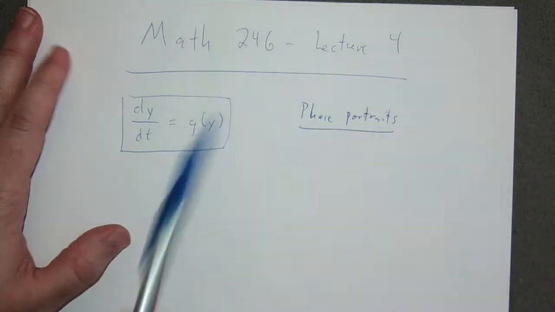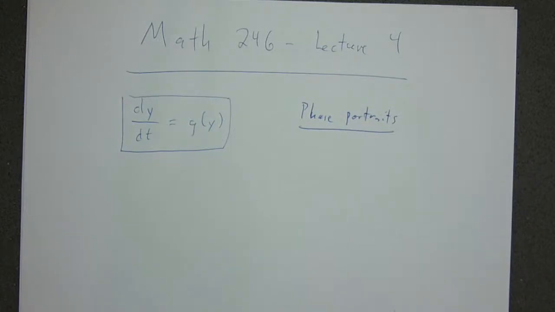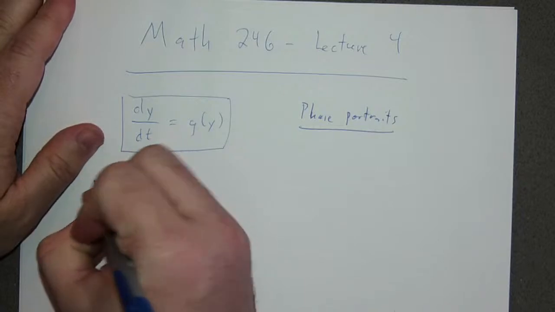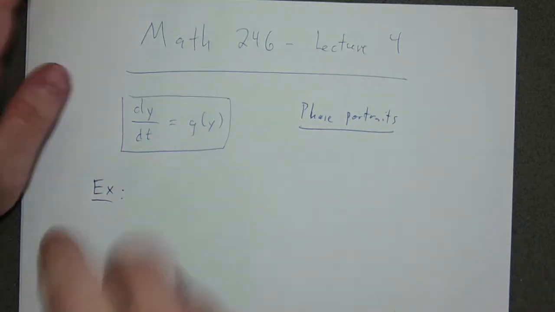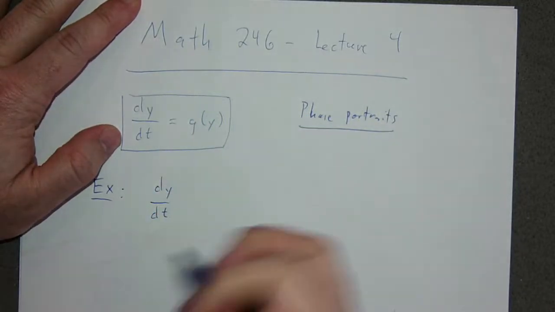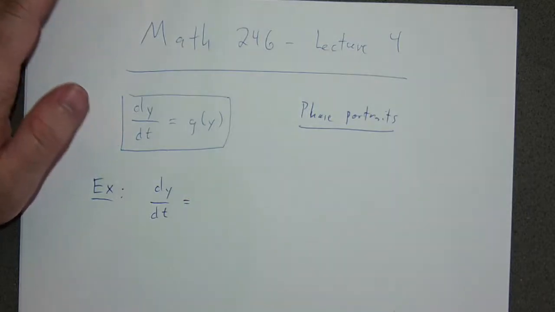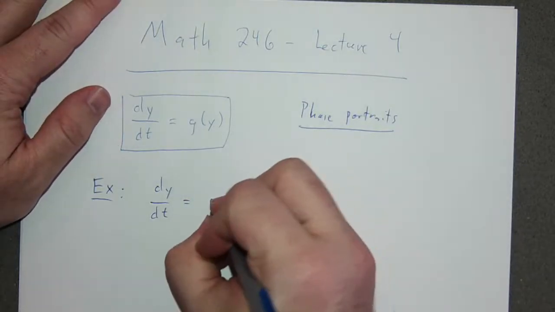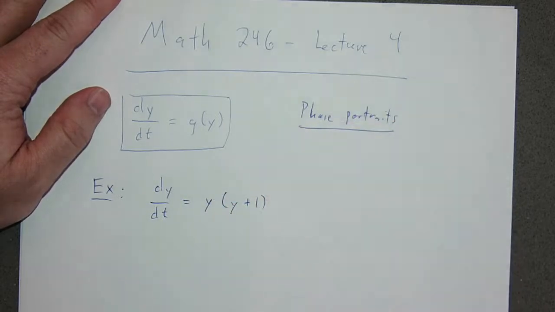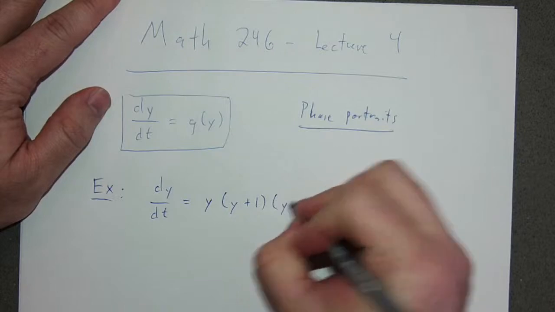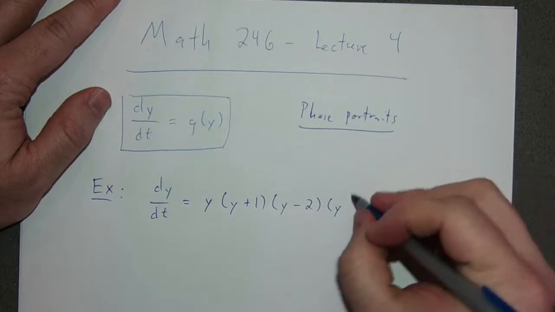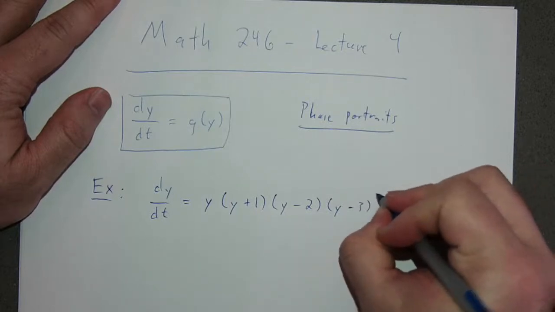So let's do a quick example. I'll just make up something off the top of my head here. Let's consider the following: y times y plus 1 times y minus 2 times y minus 3 squared.